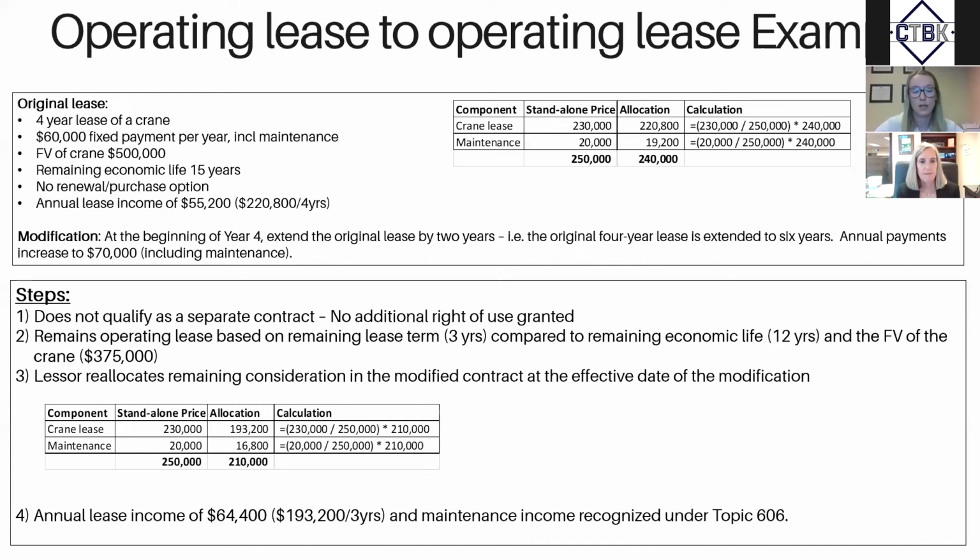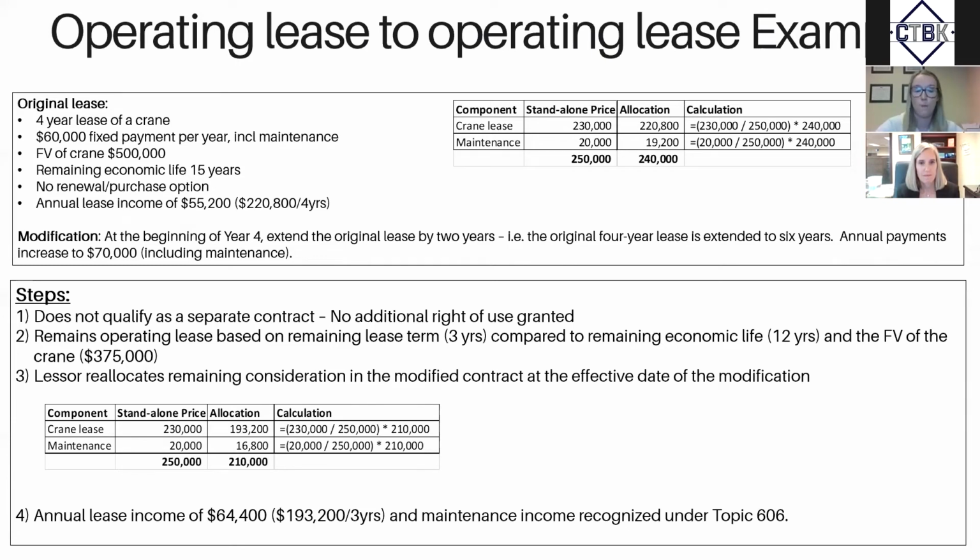In this case, the lessor is going to reallocate the consideration to both the lease and non-lease component, since we did have 2 components in this example. So $70,000 is your new annual payment, and for the 3 years that are remaining on the lease term it is $210,000, as you can see in this little box at the bottom. Then you'll allocate the $210,000 to the lease component and the non-lease component.